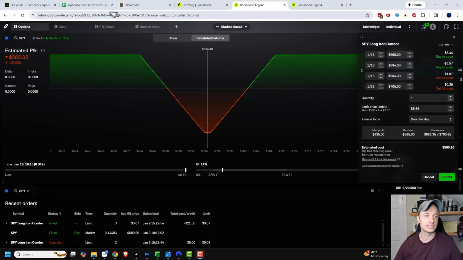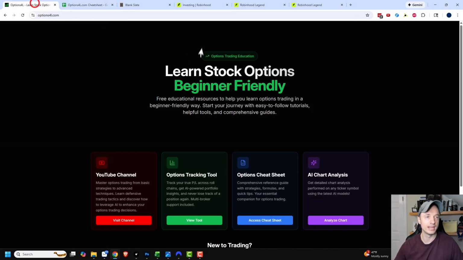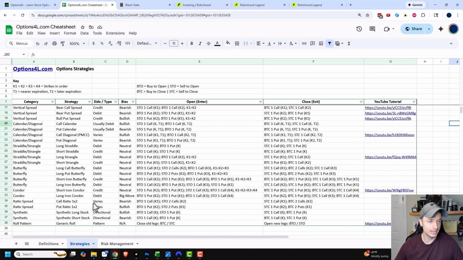All right, so first things first, an explanation of what a long iron condor is. Now we're looking at our handy dandy cheat sheet. You can find it at optionsforl.com. You can see options cheat sheet right down here, or a link in the description down below. And what we're talking about in this video is the long iron condor.